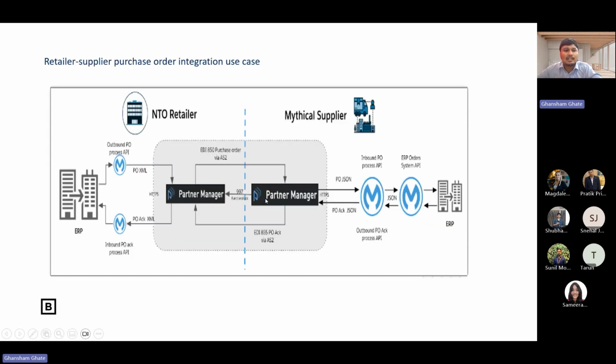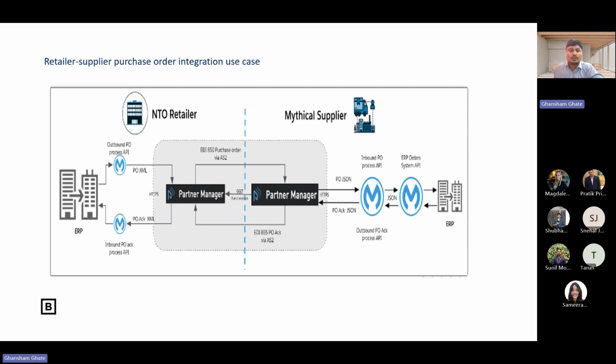Then we have the retail supplier purchase order integration use case. Here there is an NTO retailer and there is a mythical supplier. Both have their partner manager instances. Okay, so let's start from NTO retailer. NTO retailer has its partner manager instance. It has its ERP instance. Okay, so NTO retailer wants to send a PO to mythical supplier, and mythical supplier will send an acknowledgement back to NTO retailer. So how will the communication happen?